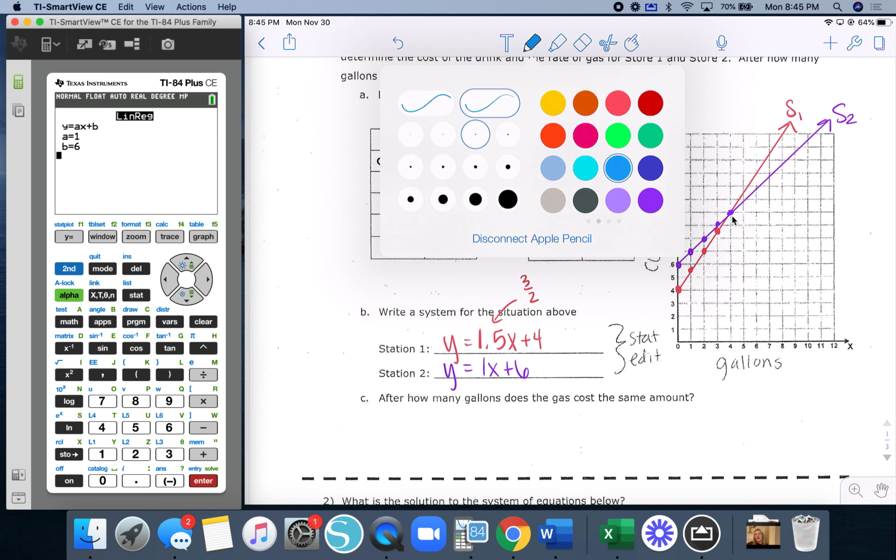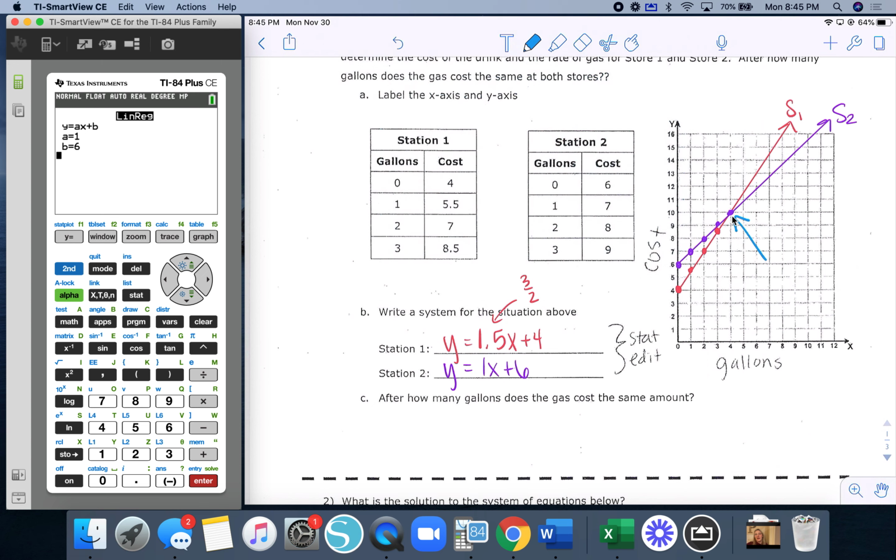If you look at this point right here, which is the point 4, 10, that is where my lines cross. That is, if you were to continue the table, where 4 gallons will cost $10 no matter which station you go to. So 4 gallons is the answer they are looking for because it says after how many gallons. So 4 is where the gas would cost the same amount.